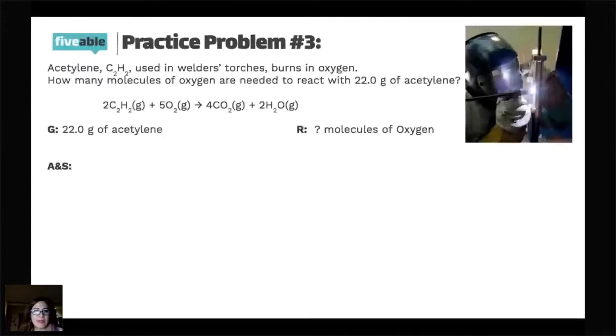Okay, another example. Acetylene, and we have the formula C2H2, is used in welder's torches. It burns in oxygen. How many molecules of oxygen are needed to react with 22 grams of acetylene? And we have the reaction right there. So now we're changing grams to molecules. So what do we need to do?